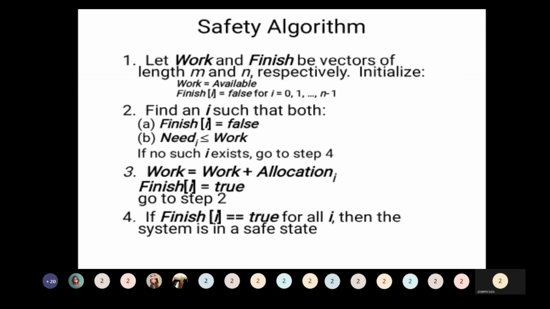What is step 4? If finish[i] equal to true for all i, then the system is in a safe state. If there is an i such that finish[i] equal to false and need[i] less than or equal to work, then take work equal to work plus allocation[i], and finish[i] equal to true. Again go to step 2. For all the processes you have to check whether it will be in a safe state after allocation or not, so it will repeat until all processes are done.